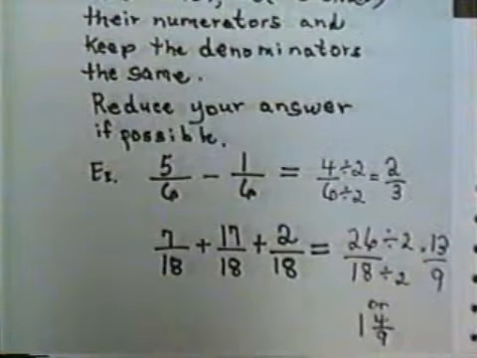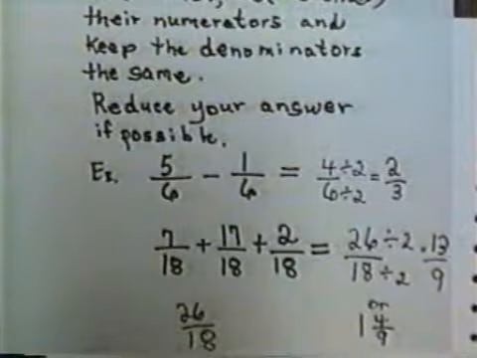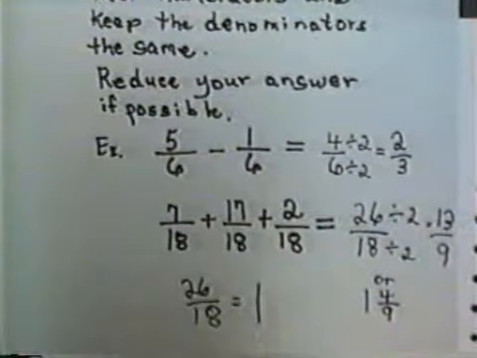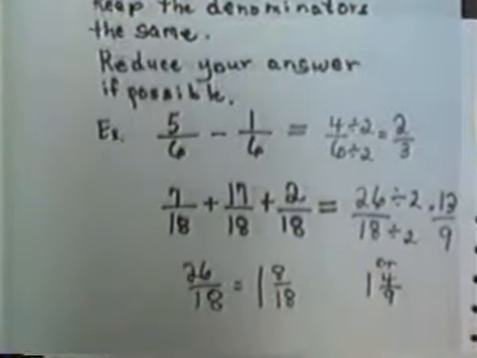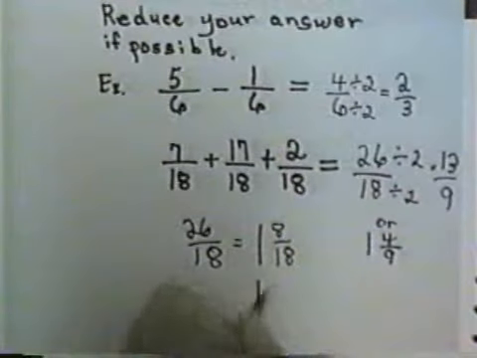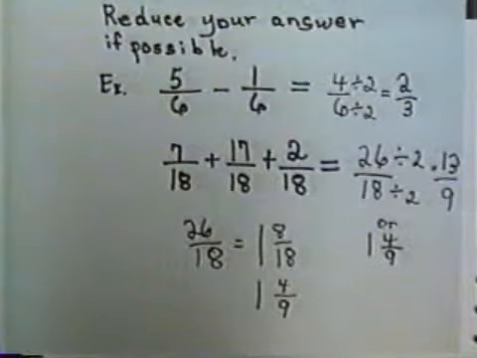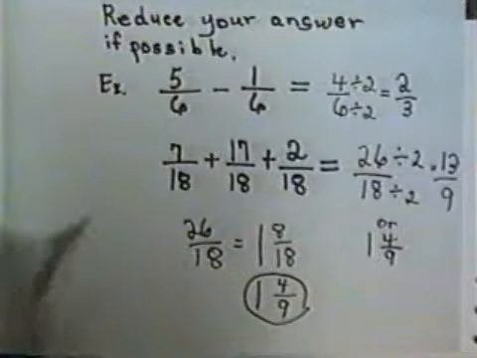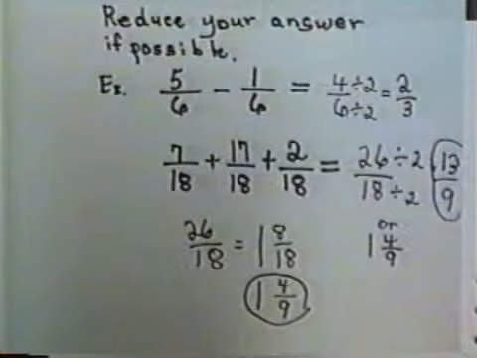Something else we might have done is, with the 26/18 that we got for our answer, we could have, if we liked, divided 18 into 26 to begin with and gotten 1 8/18. Then reduced both of those and have gotten 1 4/9 that way. But our answer, we either need to leave as 1 4/9, or we need to leave it as 13 ninths. It's fine to leave it improper as long as your common factors of 2 are divided out.